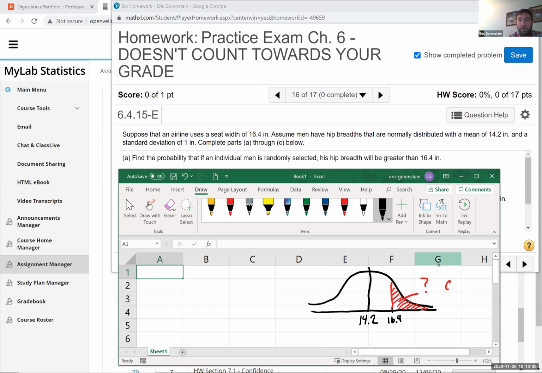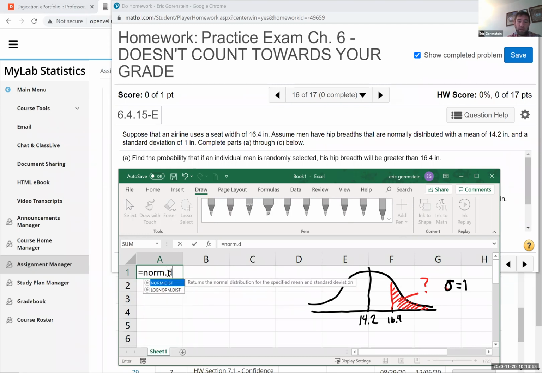And we're also given in the problem that the standard deviation is 1. So we're given the mean, the standard deviation, and the x value of 16.4. So we would say equal norm dot dist. The x value is 16.4. The mean is 14.2. The standard deviation is 1. And for cumulative, we always use true, or you could type the number 1.